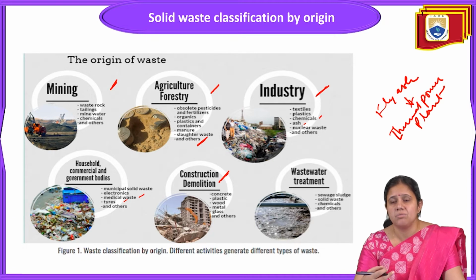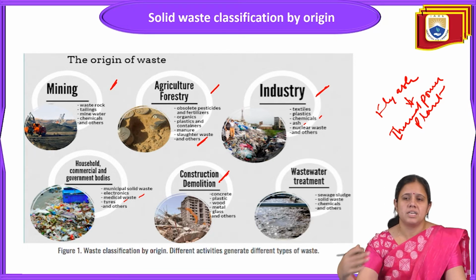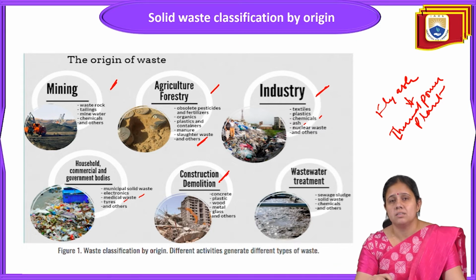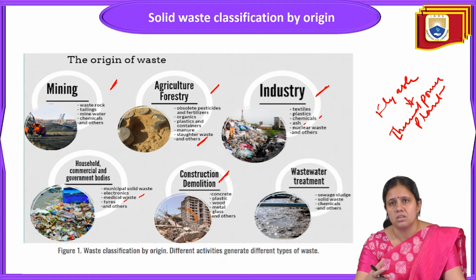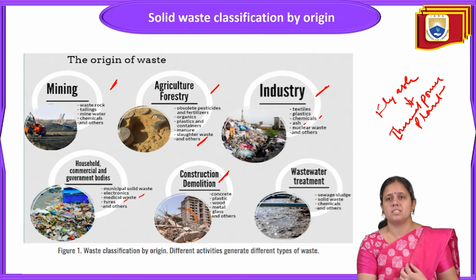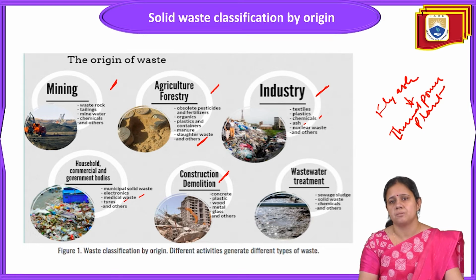So on the basis of activity, on the basis of its generation, waste has been broadly classified into 6 categories. First is mining waste, agriculture waste, industry waste, household, commercial and government bodies waste, construction waste and wastewater treatment. All the waste that comes from these activities is waste. We can say that we have divided it on the basis of its origin, means classification of waste on the basis of the origin of the waste.